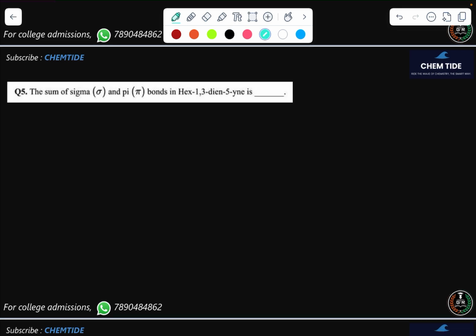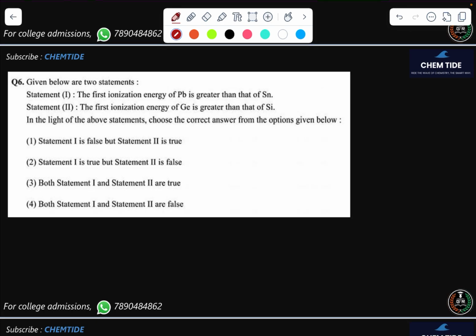The sum of the sigma and pi bonds in hexa-1,3-diene-5-yne. Let's draw the structure. So 1, 2, 3, 4, 5. Let's balance with the hydrogens.